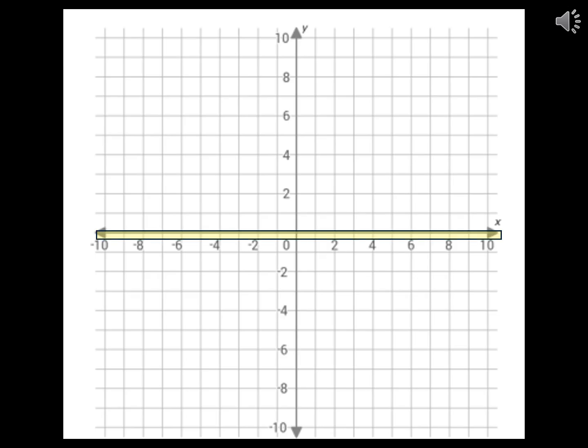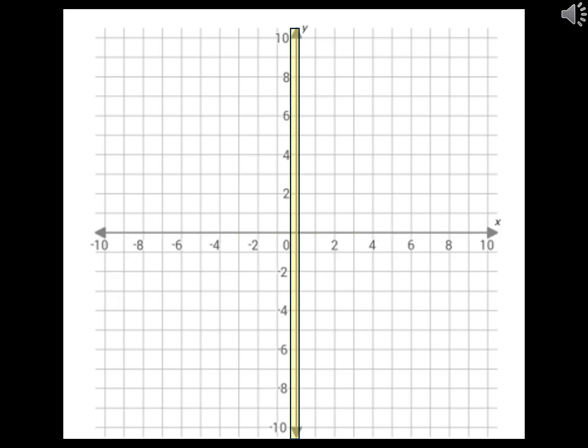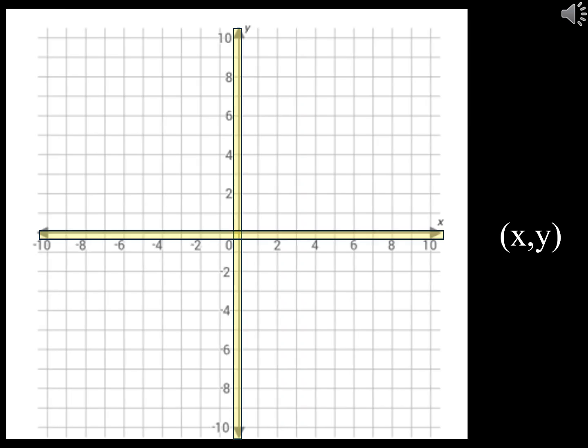The x-axis is the horizontal number line that goes from left to right. The y-axis is the vertical number line that goes up and down. In order to plot points, we are given an x and a y. The x tells us which direction to go from left to right, or horizontally. The y tells us where to go vertically, or up and down. Then that gives us the one point.